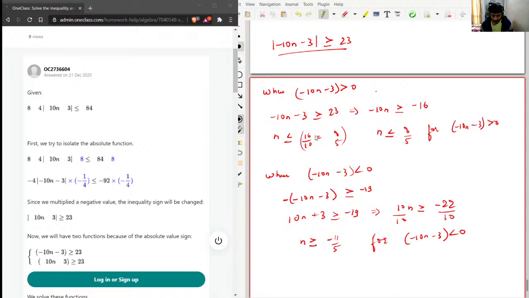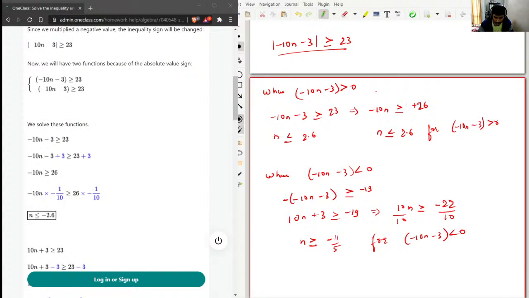and then this 3 will come here, it will become plus 3, so this will be 26, and this will be positive, and then it will be 2.6. I'll just remove this, and I'll write 2.6, and n is less than equal to minus minus minus, yeah, so we had a minus sign also, so this is negative 2.6, and then here also we'll write 23.